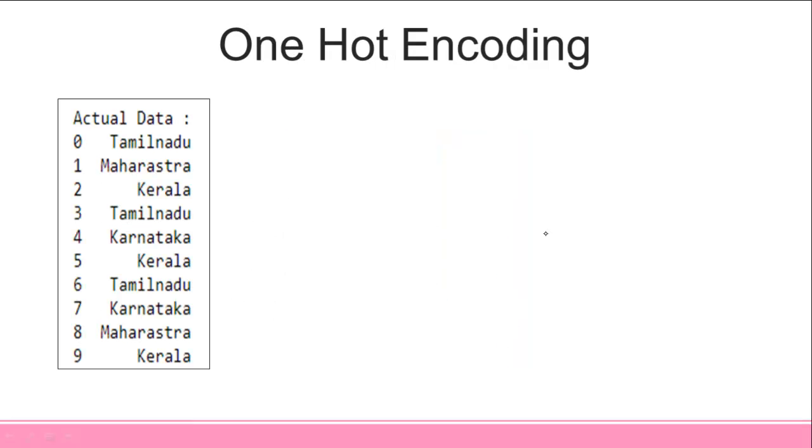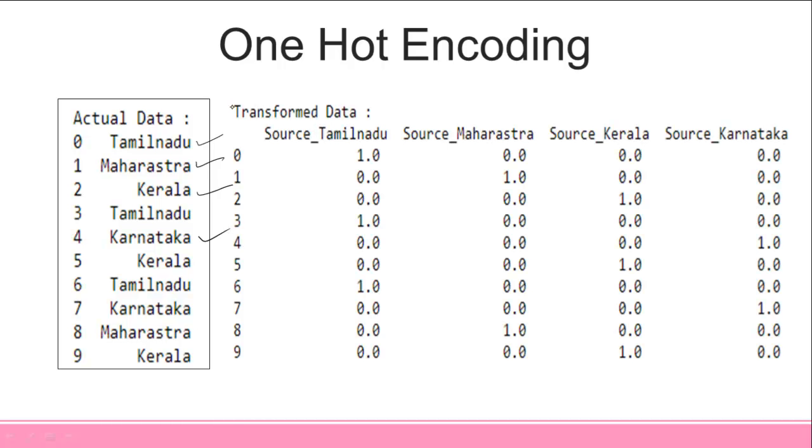Moving on to one hot encoding. Let's say this is your actual data. If we have the actual data like this, now just try to take the different values that this particular data set is having. One is Tamil Nadu, Maharashtra, Kerala, and the fourth one is Karnataka. So automatically 4 different columns will get created: Tamil Nadu, Maharashtra, Kerala, and Karnataka.